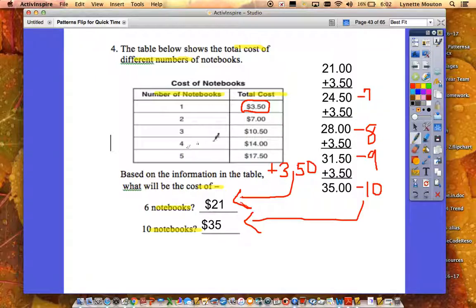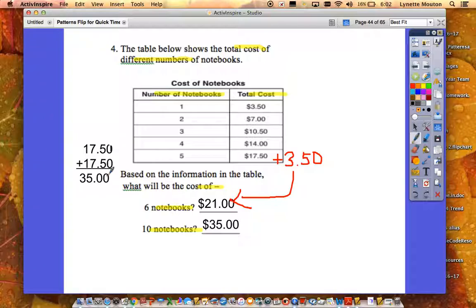Some of you in class also were bright enough to see if I know how much 5 notebooks cost, $17.50, then I can just add that $17.50 and another $17.50 because 5 plus 5 equals 10, and that will still give me $35. So there's more than one way to do it, but always show your work so that I can see where you may have made the mistake. Be careful with your computation because even if you know the pattern, you've got to add it correctly to get the correct answer.